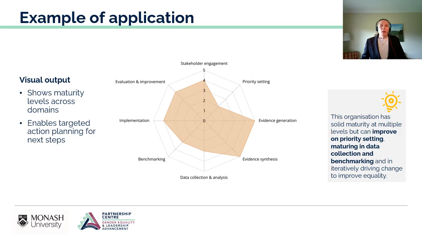So what this does is it helps the organisation to see at a glance where they can target their action planning with resources that are really stretched. Where do we focus our efforts? We can see here, okay, the organisation is doing pretty well around their evidence generation. They're implementing a bunch of stuff, but actually their priority setting isn't so strong. So maybe that's an area that they would focus on.